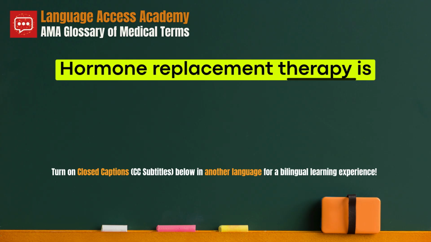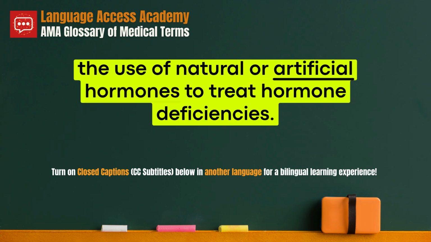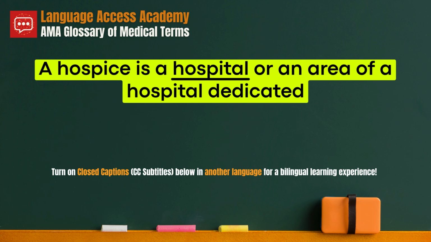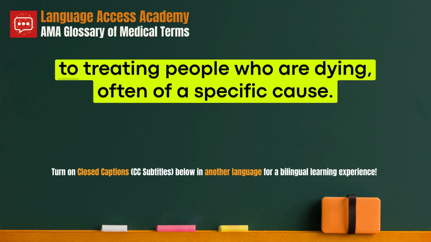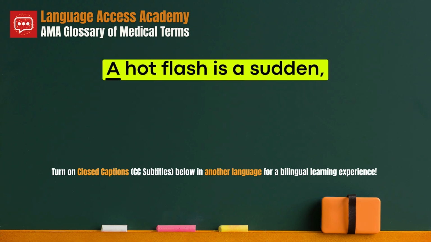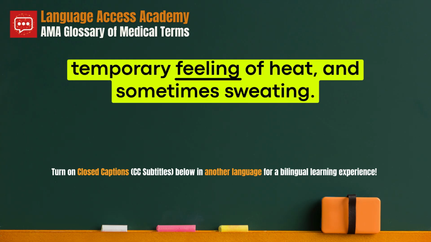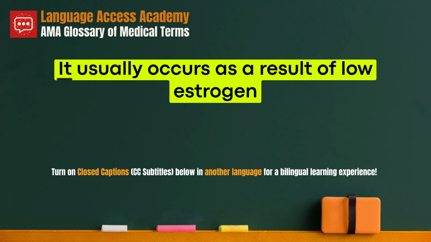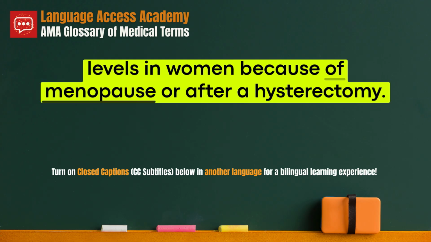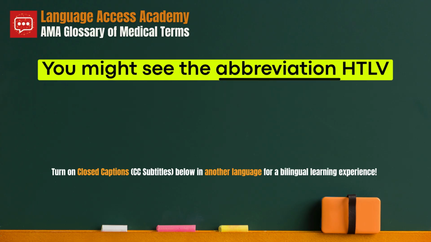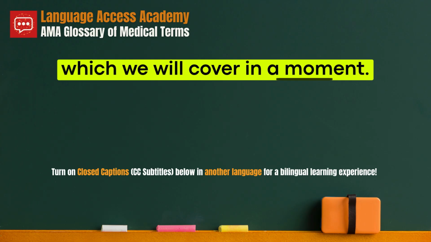Hormone replacement therapy is the use of natural or artificial hormones to treat hormone deficiencies. A hospice is a hospital or an area of a hospital dedicated to treating people who are dying, often of a specific cause. A hot flash is a sudden, temporary feeling of heat and sometimes sweating. It usually occurs as a result of low estrogen levels in women because of menopause or after a hysterectomy. You might see the abbreviation HTLV, which we will cover in a moment.